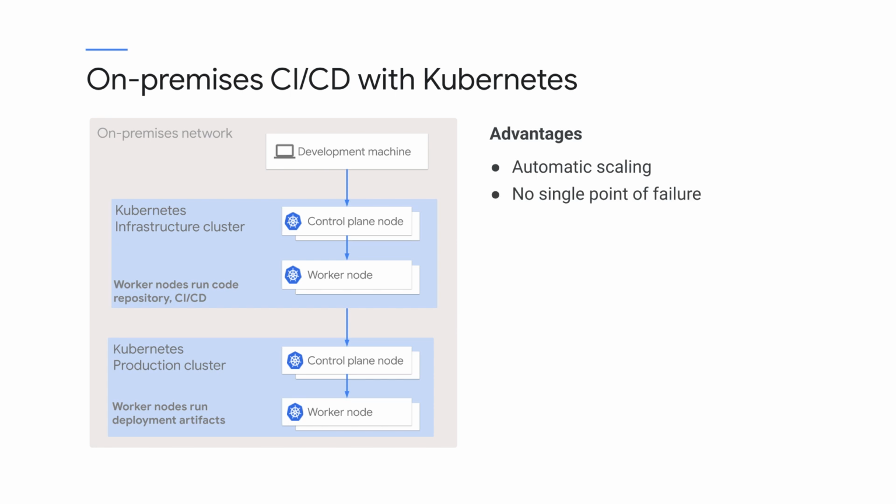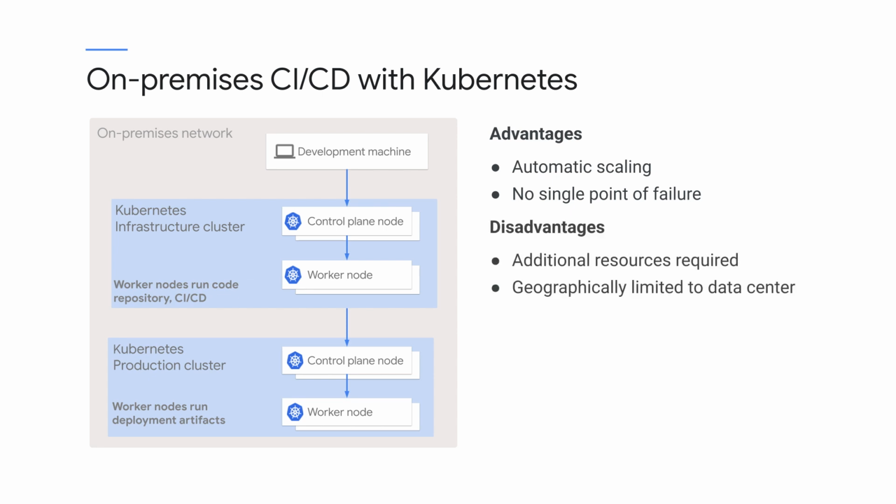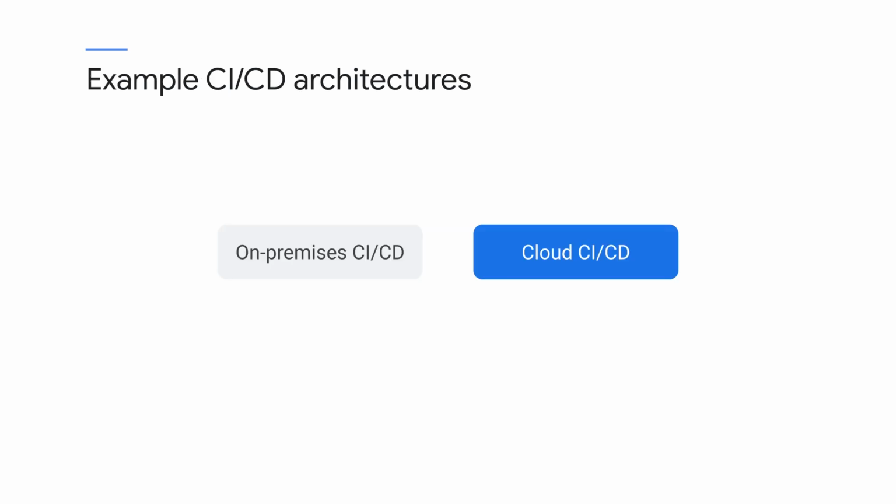This architecture does have some advantages because it's based in Kubernetes. It will scale automatically and it doesn't have a single point of failure. However, the disadvantages to this setup are that it's geographically limited to a data center and that it requires some additional resources. Now, let's look at an example that is completely based in Google Cloud.